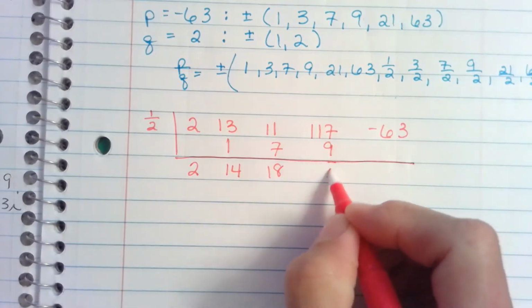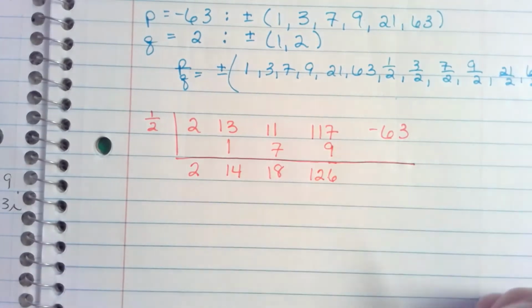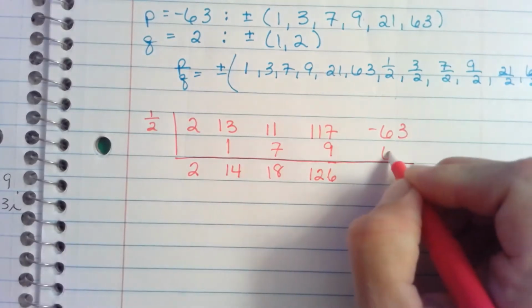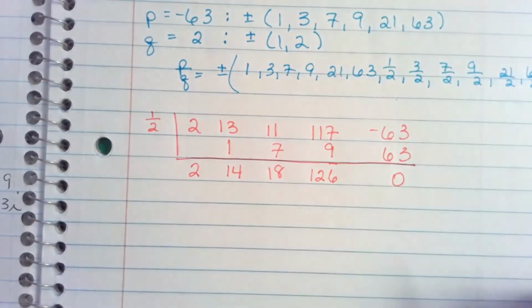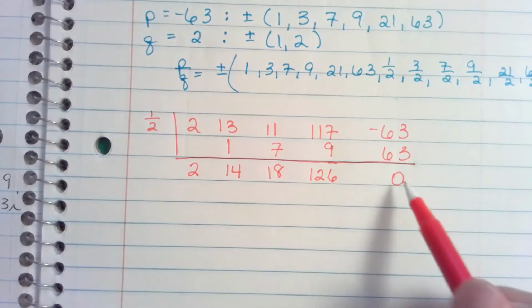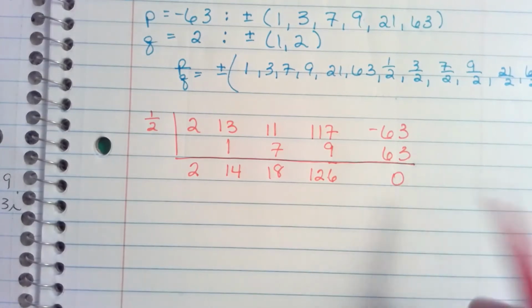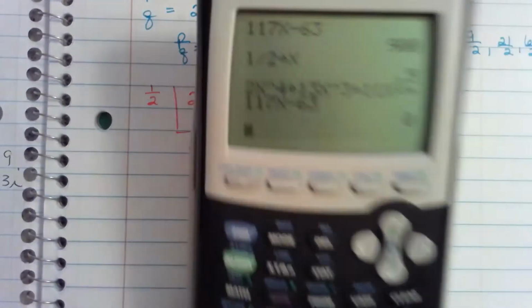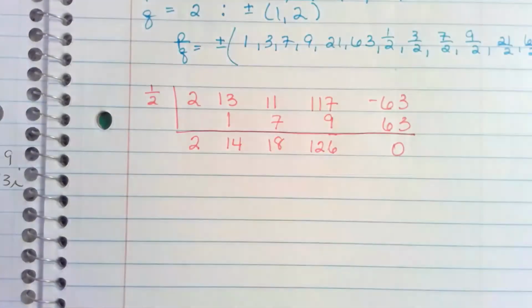117 plus 9 is 126. Half of 126 is 63. And when you add those, you do get 0. Now remember, if you don't get 0 there, then something's wrong, because we did it on the calculator and we know it's supposed to be 0.